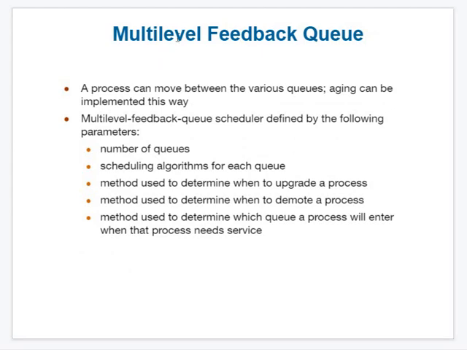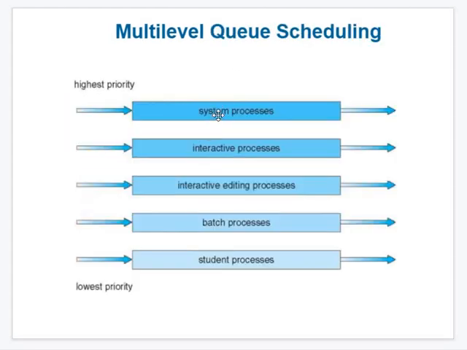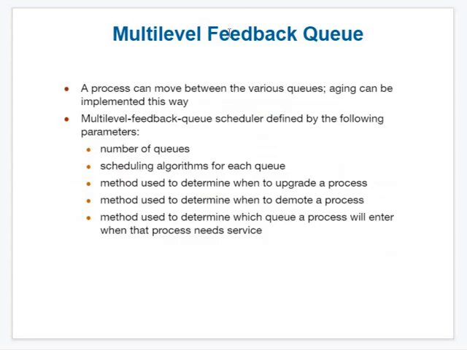Now, whenever we have multi-level processing, we should have feedback. Why is it important to have feedback? See here, let's assume one case. The system process set is under execution. Suddenly a process in the interactive process set comes with an interrupt. Definitely we have to solve the interrupt first. So what is the option at that time? We have to give feedback.